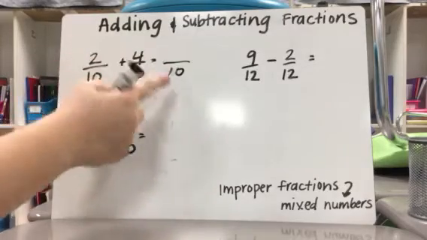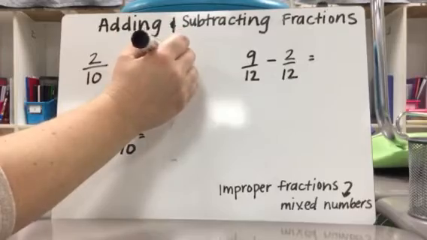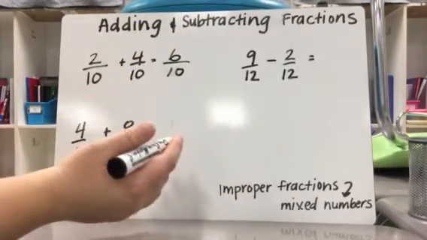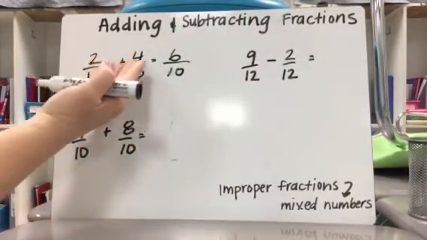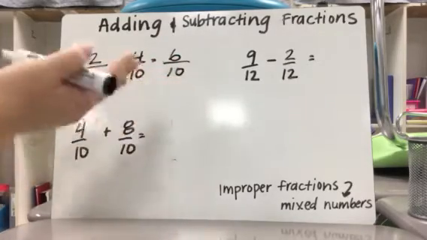So then I just need to look at the numerator. So I have 2 tenths and I'm adding 4 tenths, so it ends with 6 tenths. And we make connections in saying it's a lot like 2 plus 4 equals 6, but it's just 2 tenths plus 4 tenths equals 6 tenths.